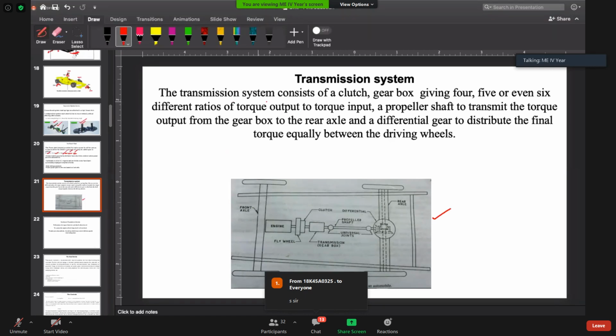We all know that transmission system consists of a clutch, a gearbox giving 4, 5 or even 6 different gear ratios. So if we are varying the gear ratios, we will get different torque output. A propeller shaft to transmit the torque output from the gearbox to your rear axle, and a differential gear to distribute final torque equally between the driving wheels when the vehicle is moving in straight forward direction. This is about transmission system.